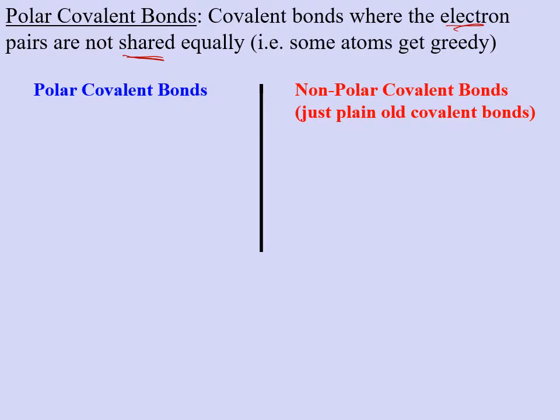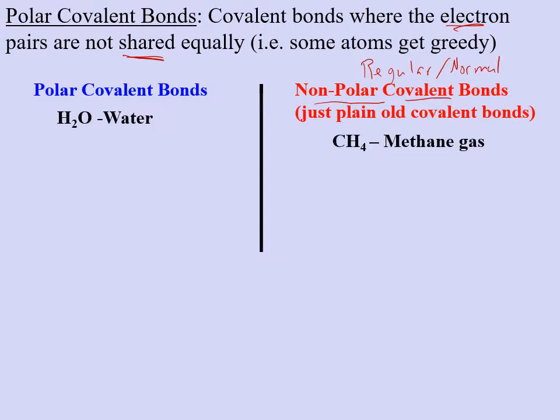So a regular plain old covalent bond is sometimes also referred to as a nonpolar covalent bond. So this is what you would consider as regular or normal for the covalent bond side of things.